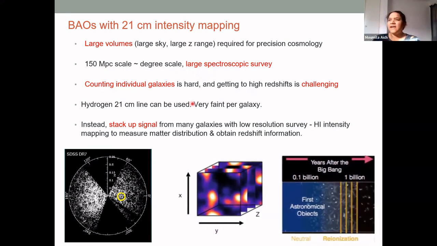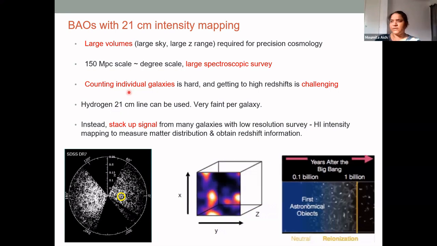Okay. And the other reason is that even though hydrogen is abundant, the hydrogen 21 centimeter line is very faint. So it is hard to observe, for example, an individual hydrogen 21 centimeter line. So instead, we use a method called stacking. You stack up the signals from many galaxies, and you don't need to measure them at very high resolution.